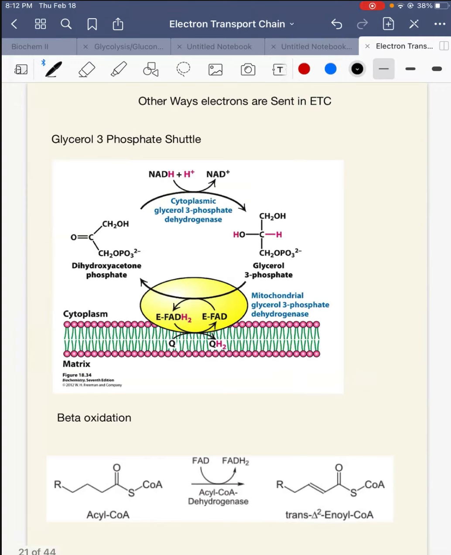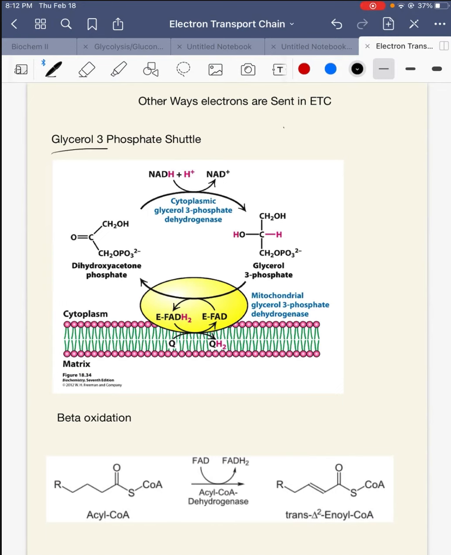Okay, so let's look at other ways that things are sent into the electron transport chain. I mentioned before that the electron carriers made in the mitochondria can directly enter the electron transport chain because everything is in the mitochondria, so it's really easy for the electron transport chain to take those electron carriers and use them. But for example, glycolysis makes the electron carriers in the cytosol, so we need to somehow transfer those electrons for the electron transport chain to use.